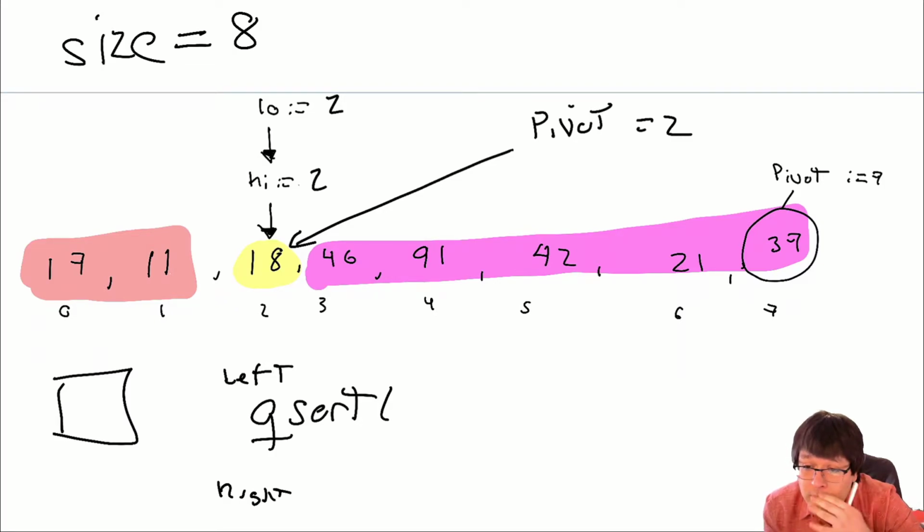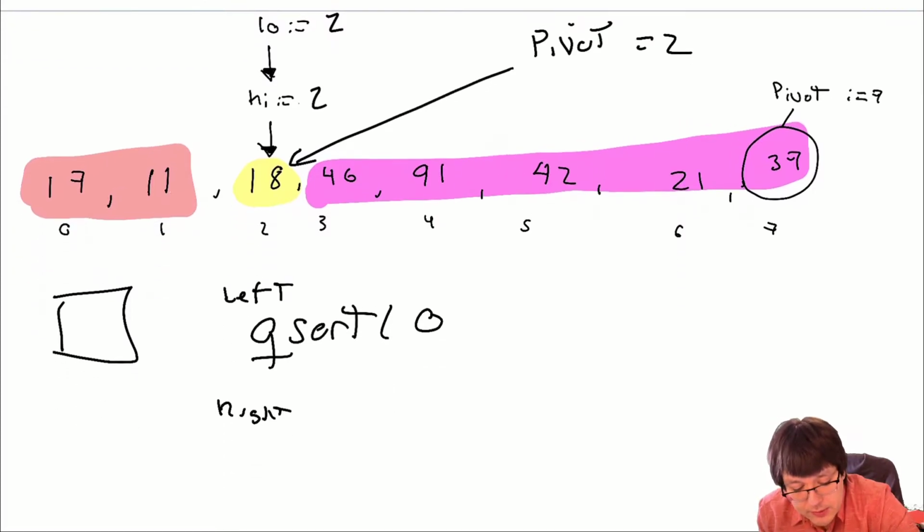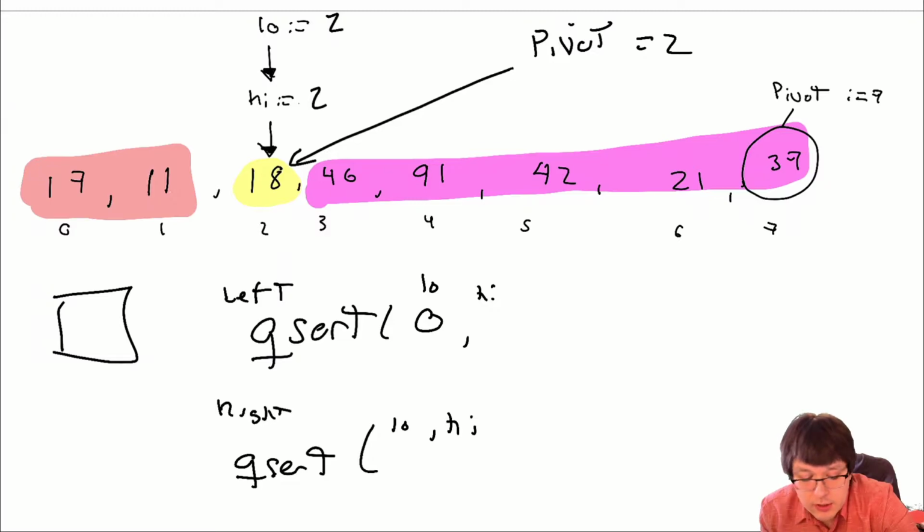For the left recursive call, you're always going to start your low at 0, no matter what, unless you finished, in which case it'd still be 0 for that one last call. Similarly for the high, we'll say this is going to be the low and then the high. For the high on the right side, it's always going to be size minus 1, right? Because that's the last valid index. Okay?